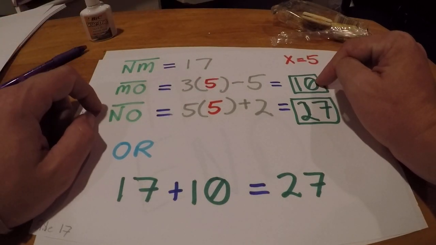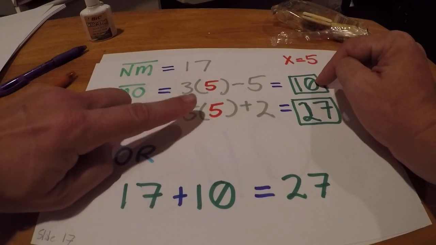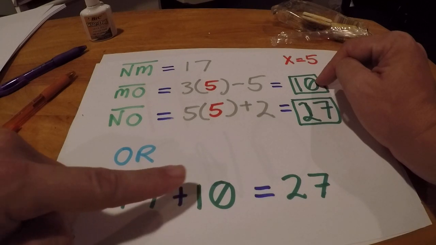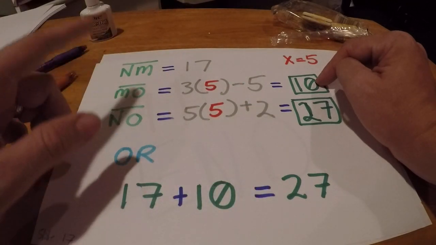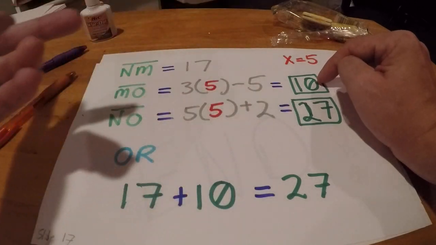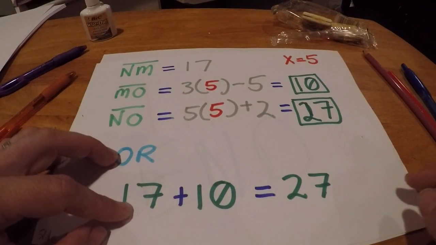Now again, we don't necessarily need to plug 5 back in here because we already know NM, so we could have just done 17 plus 10 is 27. But as you can see, if we did plug it in, 5 times 5 is 25, plus 2 is 27. So either way, we would get the same answer.